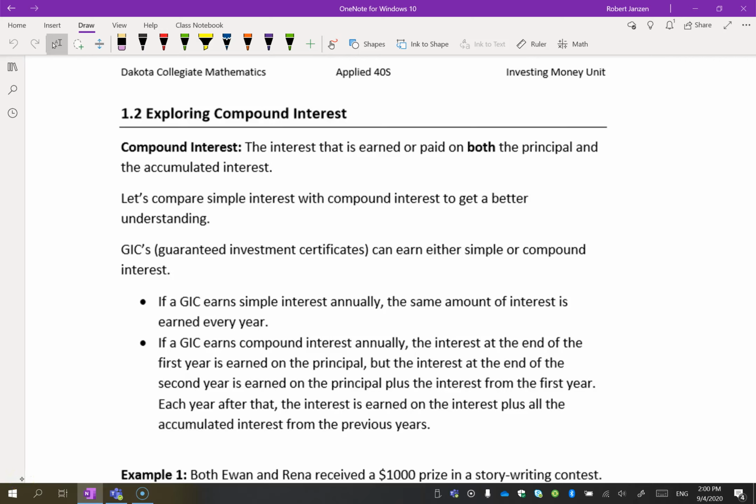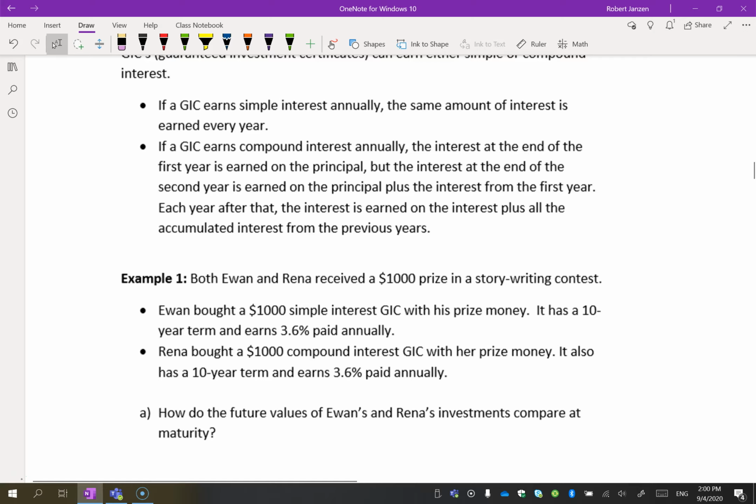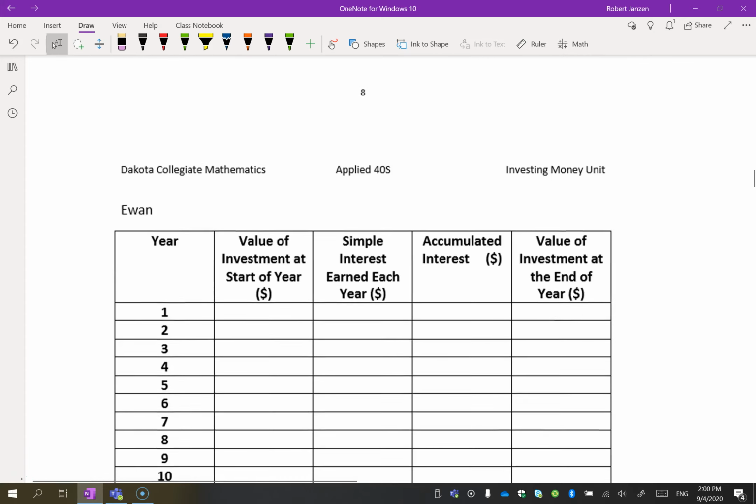Second lesson in this unit is on compound interest. Compound interest is the way that banks and pretty much any financial institution calculates interest. All right, how is it different? Compound interest is the interest earned or paid on both the principal and the accumulated interest. Now there's an exercise here that you can do, but I'm going to give you the shortened version of it.